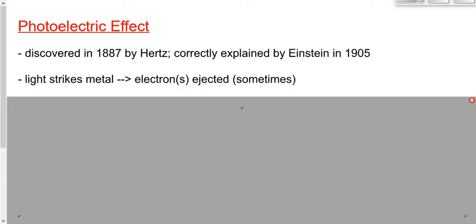Hertz correctly reasoned that if an electron was being ejected, it's because the light gave it energy to do that. That's correct. Hertz also correctly reasoned that if an electron wasn't being ejected and you wanted it to be ejected, then you needed more energy. Light strikes a metal. Hertz was correct in how it was ejected, and he was kind of correct in how you could get it ejected if it wasn't being ejected already. You need more energy.